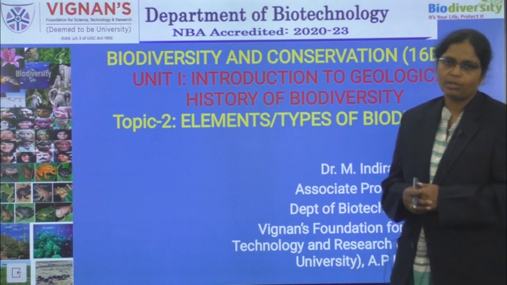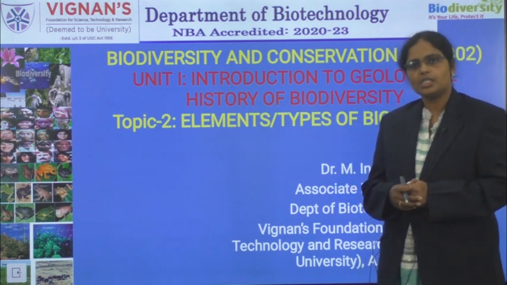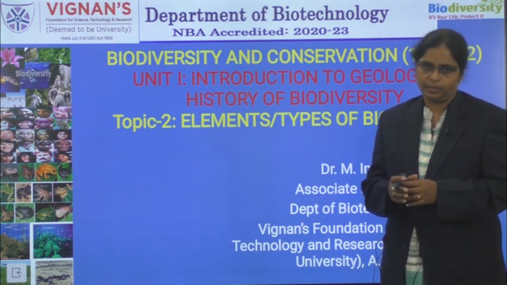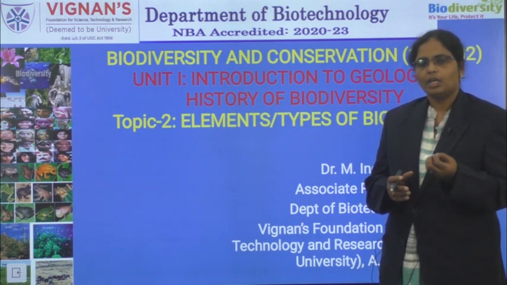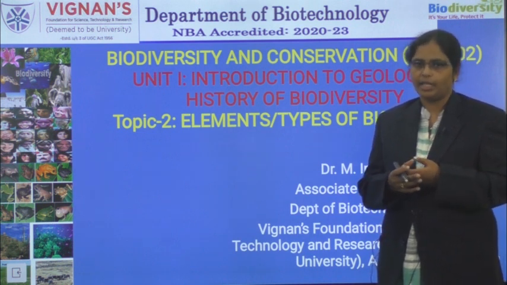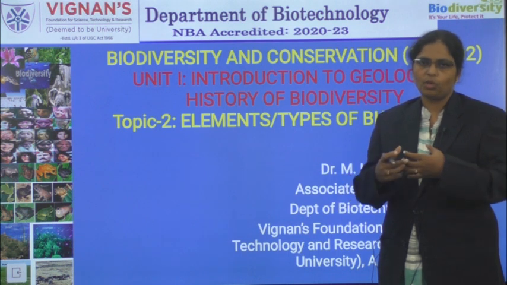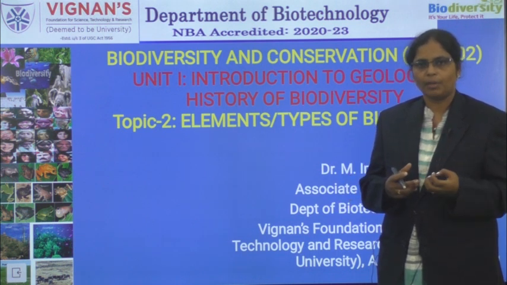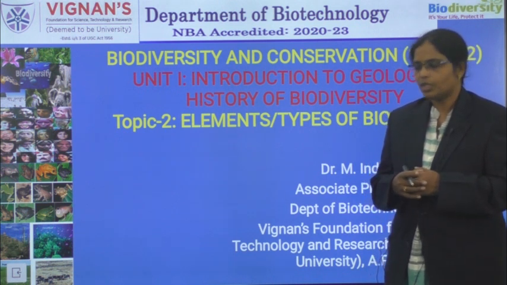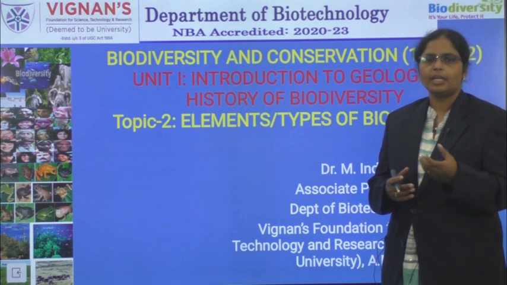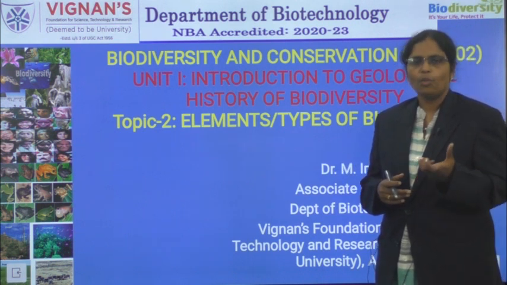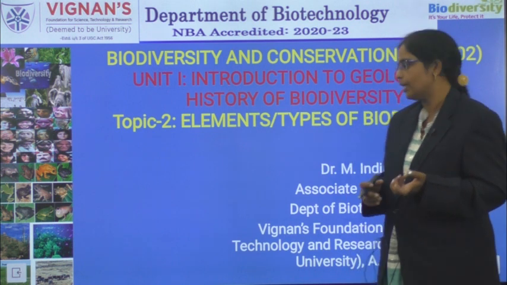First of all, what is biodiversity? Biodiversity is nothing but all living organisms present on the earth. We have seen plants, animals, insects, microbes with our naked eye. All these living organisms, both macroscopic and microscopic, come under biodiversity. This biodiversity again has three types, and in this topic we are going to learn about those three types.